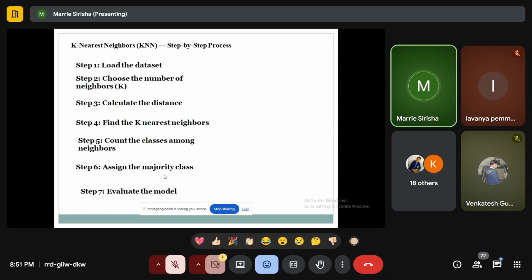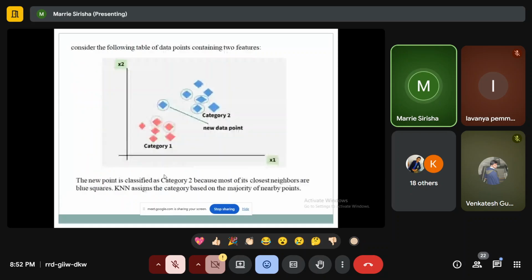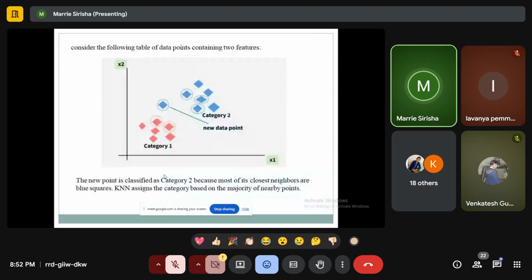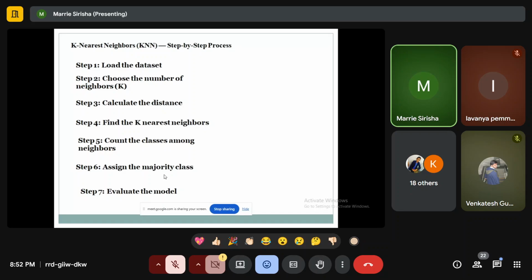You have to write a step-by-step process with the help of a diagram. Also the definition. First you have to write the definition and you have to explain with the diagram with the steps elaboratively depending on the marks.